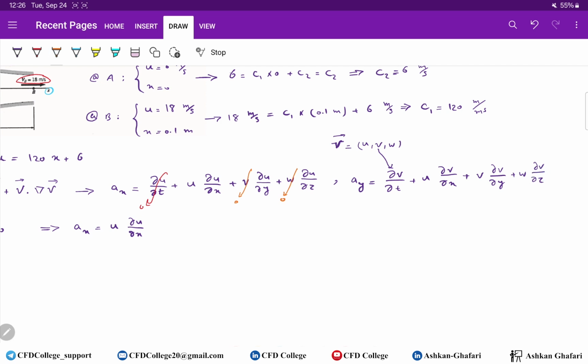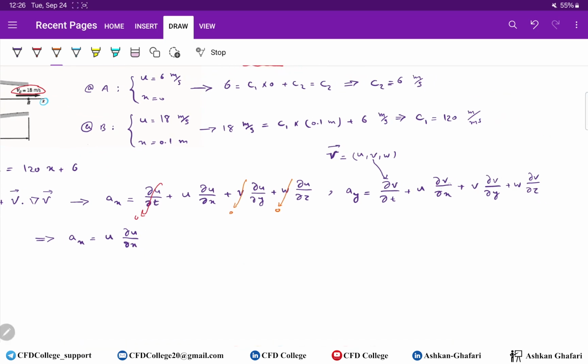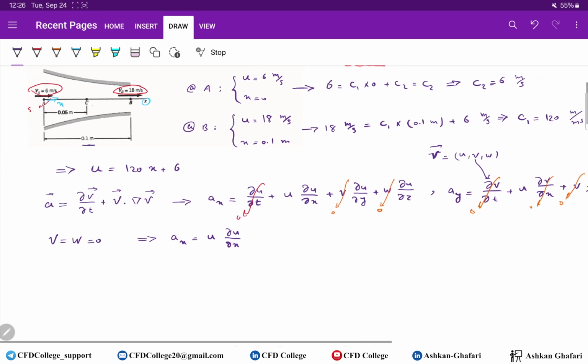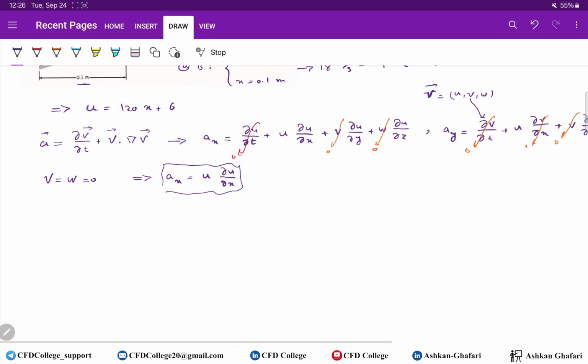And since we don't have v and w on this streamline, this one is 0, delta v over delta x, and v and w are zeros, and this one is 0 because we are in steady state mode. So as you can see, we only have ax in this problem, which is this equation.